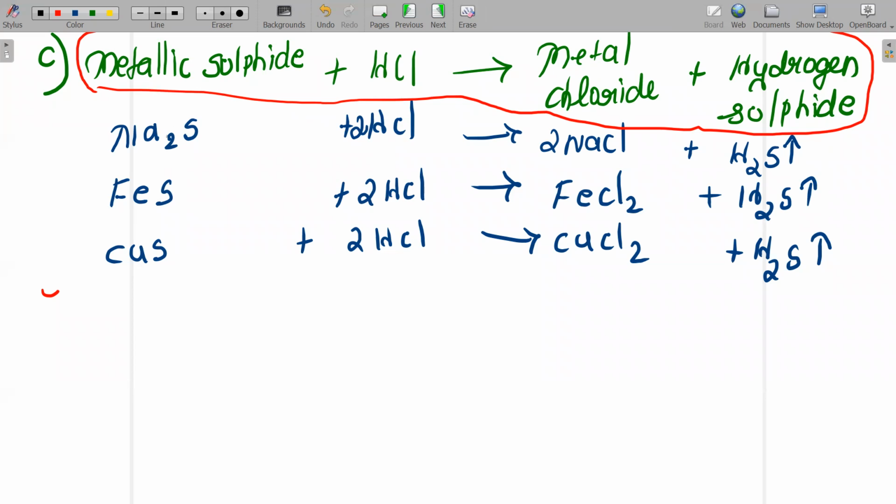So you are getting Na2S. That is the first example I'm going to introduce. First metallic sulfide I introduce, Na2S.